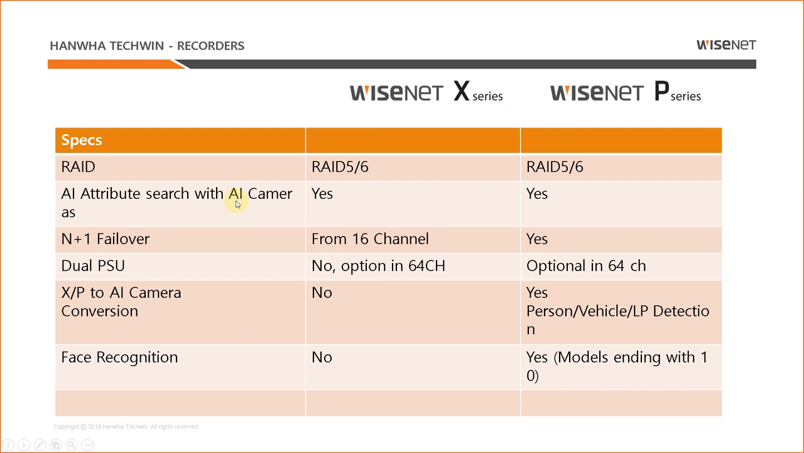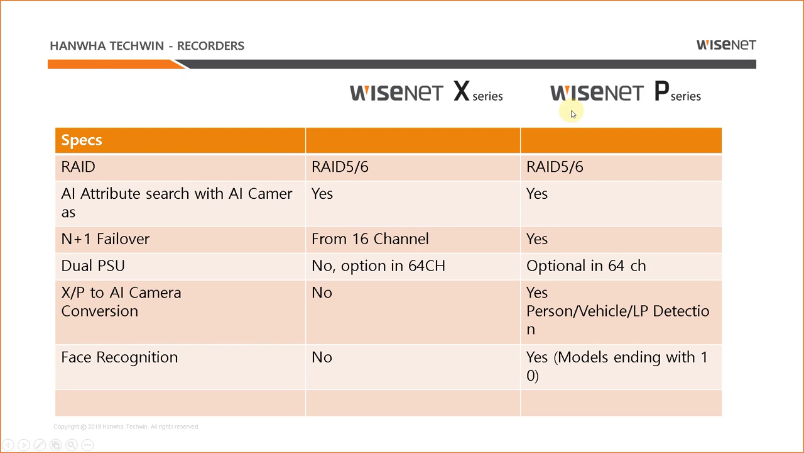If you don't have AI camera, you can use P series. It has an AI chip. It has two chips inside to convert a non-AI camera to AI. Okay, so most of the projects you may not find P unless it has been proposed intentionally by design, but otherwise you may not find this.